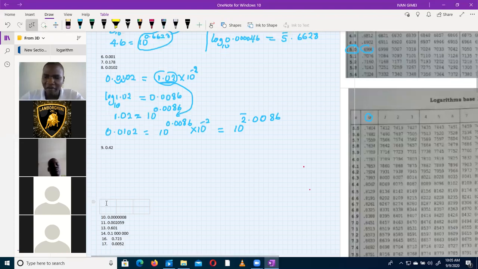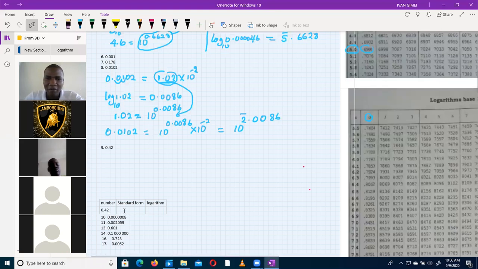So in this table, you'll be having the number. Then the next column will be having standard form. Then the last section you have logarithm. So what's the number we're dealing with? The number we have is 0.42.